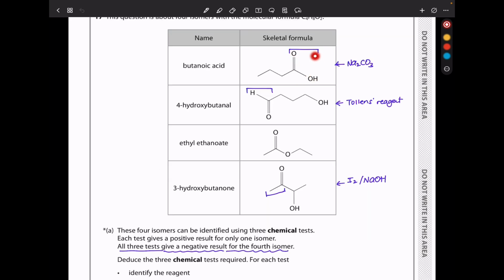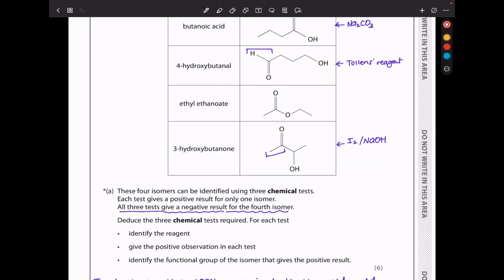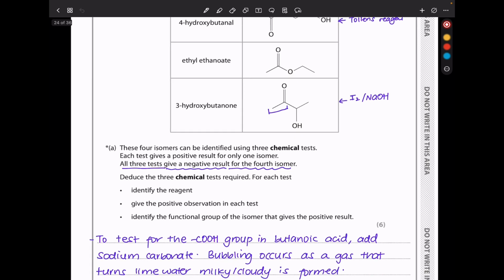Here we have a carboxylic acid, so we'll use sodium carbonate, and then we're going to see some effervescence or bubbling. For this one here, we have an aldehyde functional group, so we're going to use Tollens' reagent. And the next is 3-hydroxybutanone, which can give a positive test using the iodoform test. So this one here is an ester. It will not give positive tests with all the others.